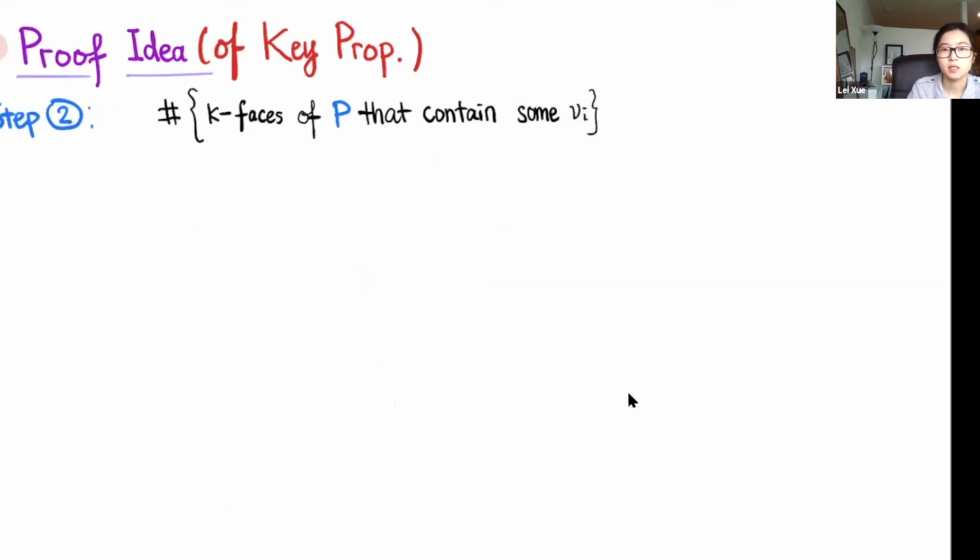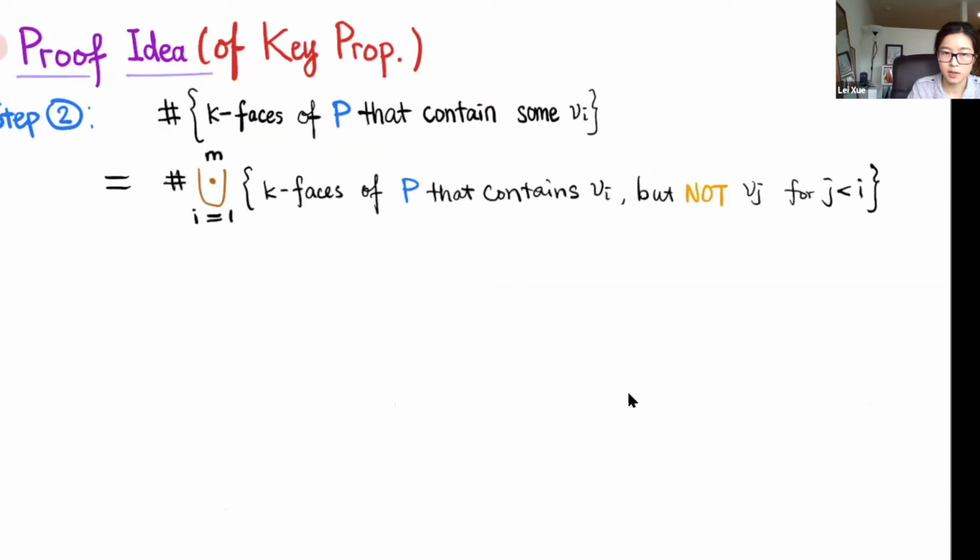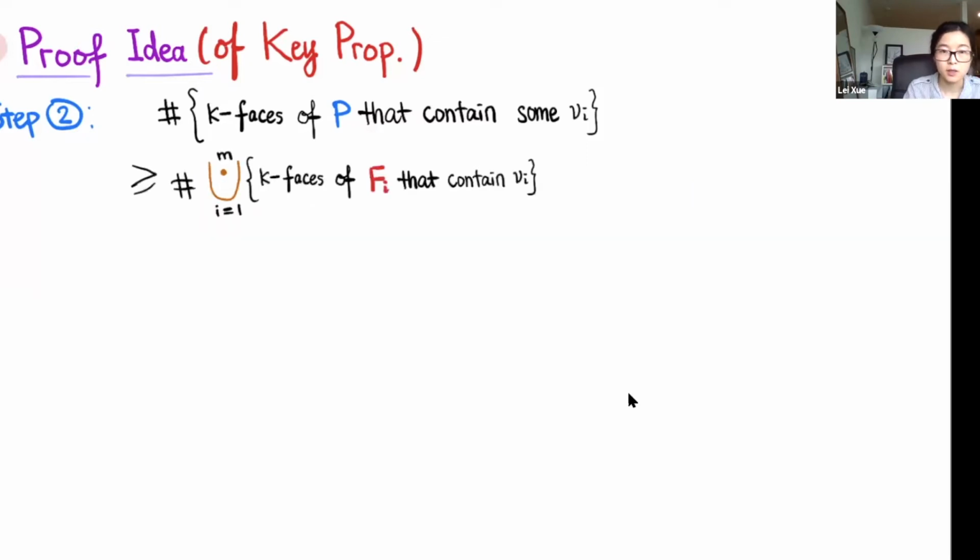That's how we can construct this sequence of faces of P, satisfying these conditions over here. And then we can start counting. So this is what we want to count. And we're going to count this set in the following way. Each time we only count the number of K faces containing Vi, but not any Vj that comes before. And this will be a disjoint union. And for each i, we're going to count this set by counting basically a subset of that. So each time, instead of counting in P, we only count in Fi. And this is still disjoint by our construction of Fi's.